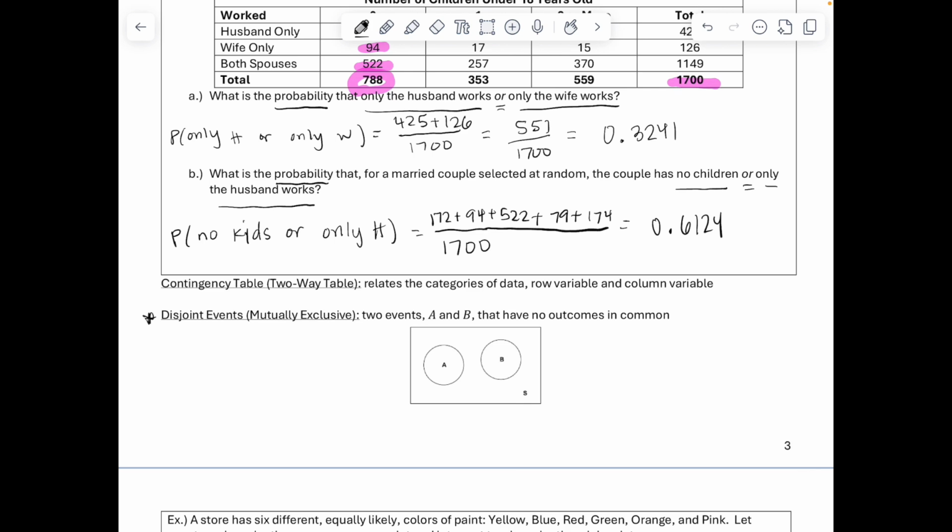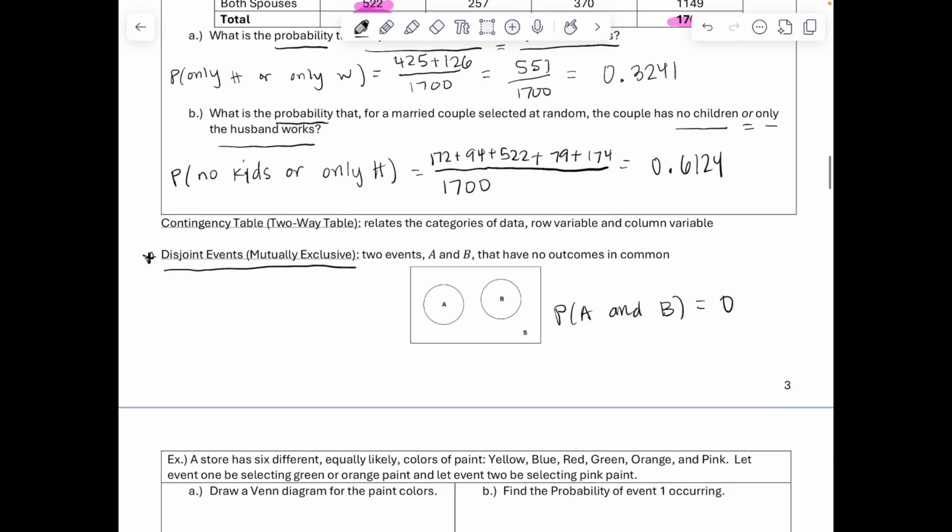Next thing we have is disjoint event or mutually exclusive. Both of these words get used, so make sure to know both of those vocab words. These two events, A and B, have no outcomes in common, and so because of this, the probability of event A and event B is just going to be 0. It's impossible for them to both occur if there's no overlap.